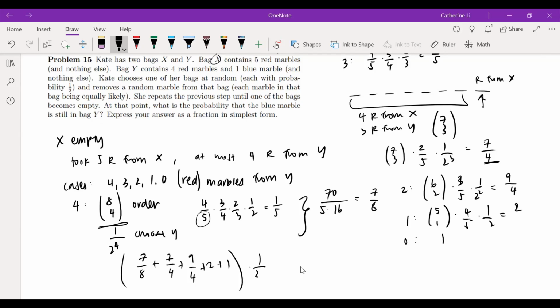we get 16 over 4, so this is 4, and then 7, so 7 times 9/8 over 32, which is 63 over 256.